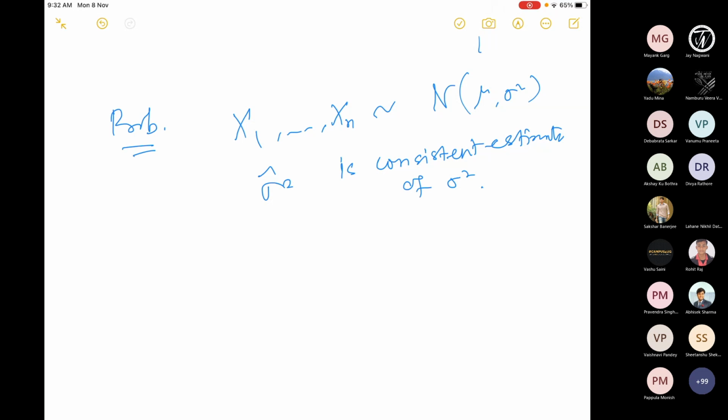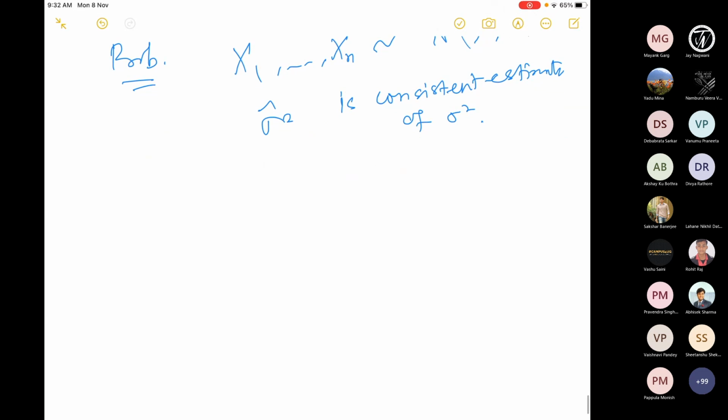I will give you an example. The crux of the matter is that sometimes a point estimate may give you a very bad estimation. In order to avoid that, what we'll now study is something called interval estimation. So instead of point estimation, I'll now talk about interval estimation. Before I talk about that, let us consider a simple observation.